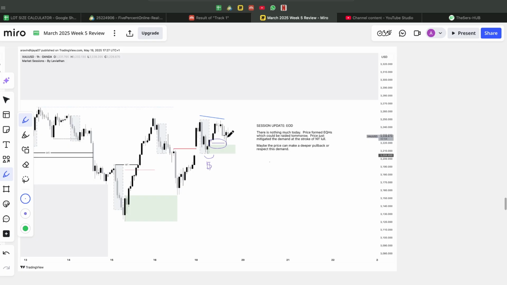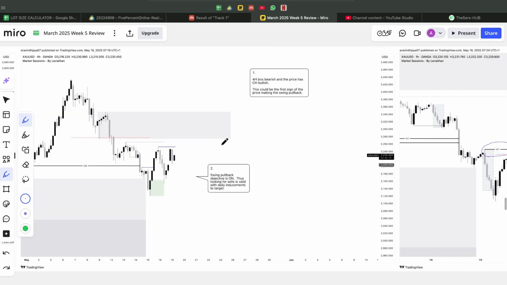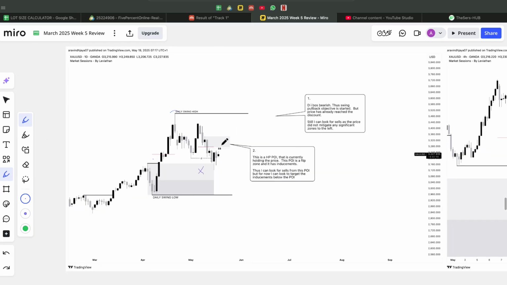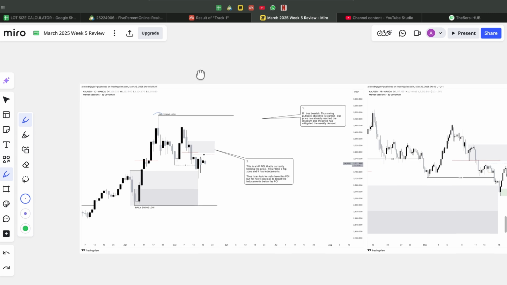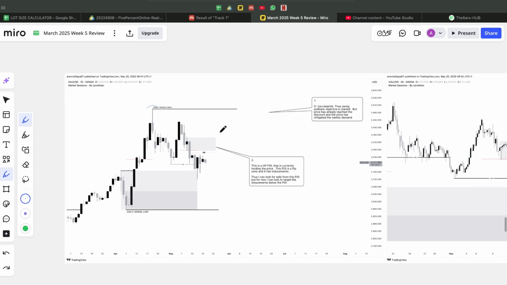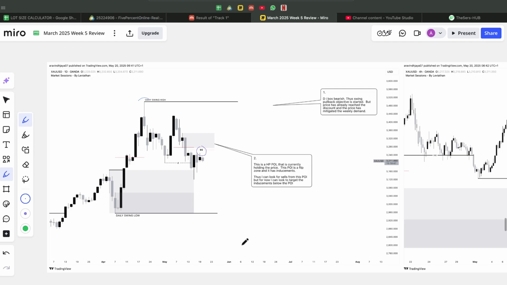So probably tomorrow, what we can expect is price to mitigate this demand zone, chalk bullish, or I can look for direct M15 confirmation entries, and then I can look to target this equal highs as well as the daily draw on liquidity. So this is from May 19. So let's jump to May 20. May 20 is the same. The price is in the same area of value. The buy side liquidity is not yet taken, and price is still off from the weekly demand zone.